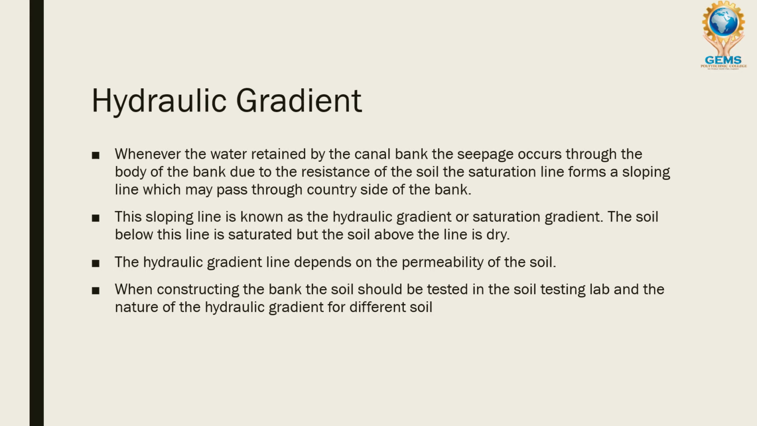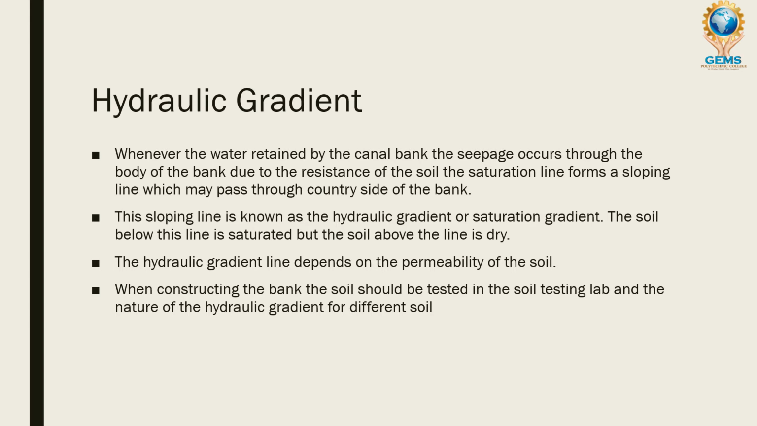Okay, due to the resistance of the soil, the saturation line forms a sloping line which may pass through the countryside of the bank. In the previous slide, you can see the soil bank which is constructed on either side, the canal bank, and inside it a line passing through, like the dotted lines. Those are known as the hydraulic gradient lines.